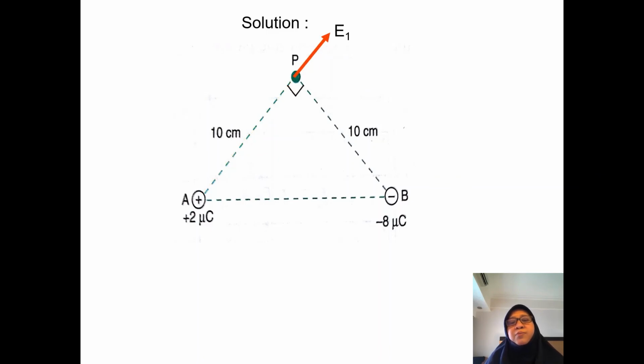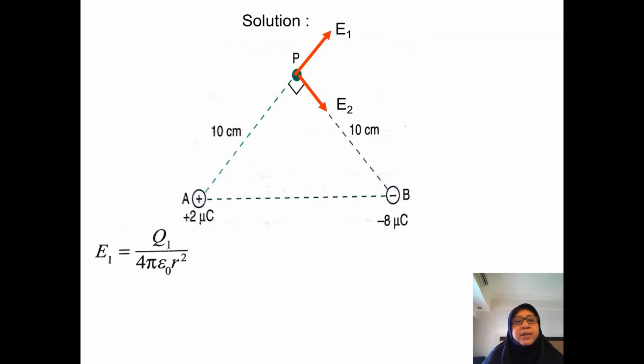You do the same for the negative charge. For a negative charge, the direction of electric field is radially inward, so you just draw one line that comes into this P, and name it E2. This is the electric field experienced if you put a test charge here; it will experience force from these two charges A and B. The direction is E1 and E2. After you determine the direction of E1 and E2, then we calculate E1 and E2.